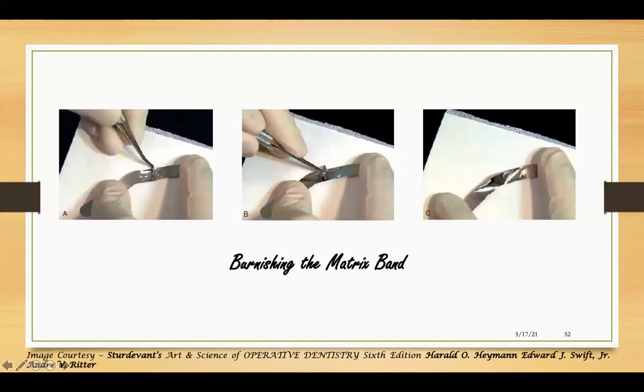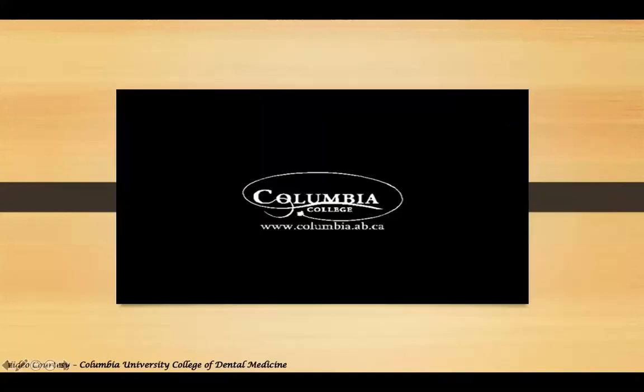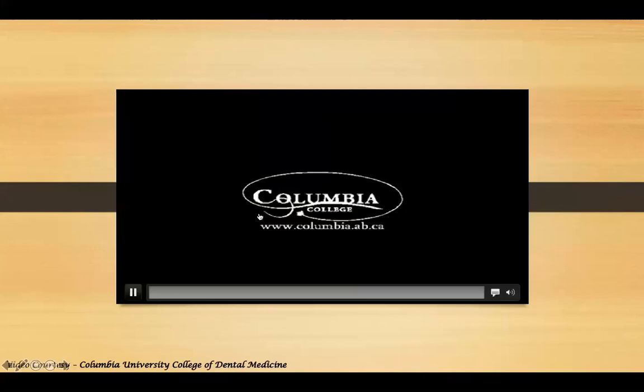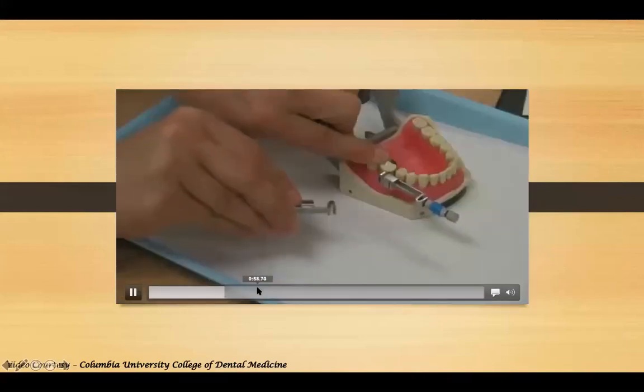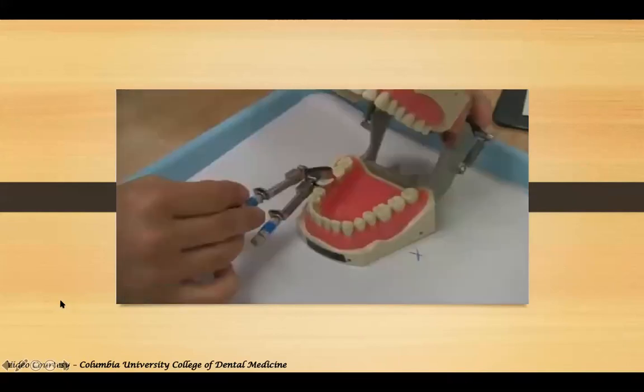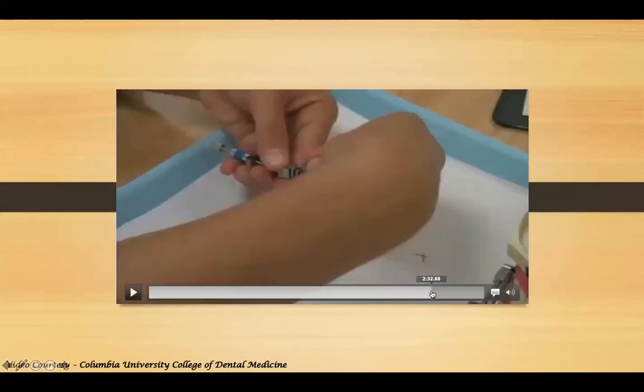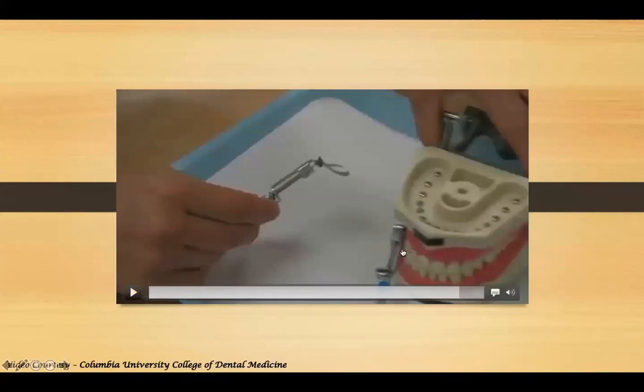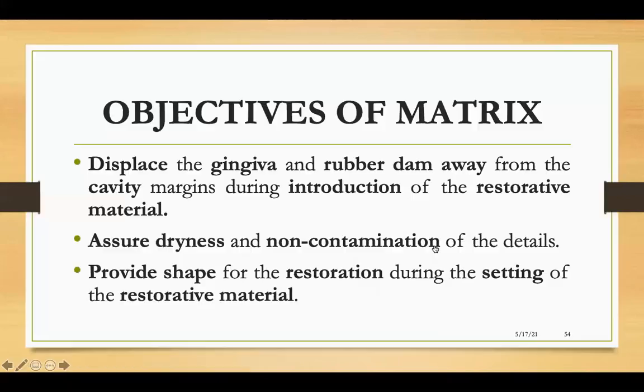If you need better adaptability of your band to create the wall, then you can also burnish your matrix band, as you can see. I don't have time to show this video, to sink down towards the diagonal. It's a great video. So I would recommend you to come back and watch this video. If this lecture is uploaded, please watch this video.